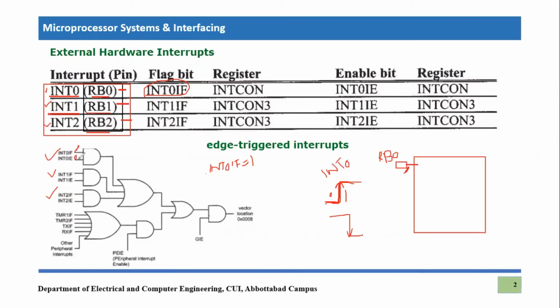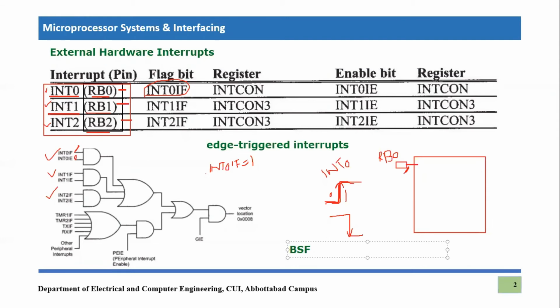No, because your enable bit is 0. So what you have to do, you have to make it 1. And how can you make it 1? You have to use an instruction. Let me write it for you. And that instruction is bit set file interrupt.